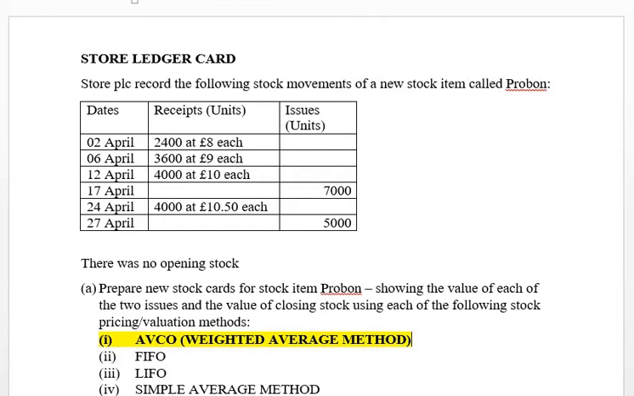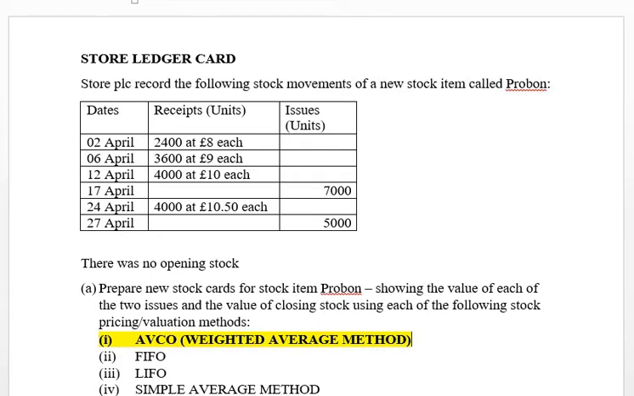We'll use an example here to illustrate how to calculate or prepare a store ledger card using the methods I had mentioned earlier. Store PLC recorded the following stock movements of a new stock item called Probon. We have the information in the table. We have the date, receipts in units, and issues in units.